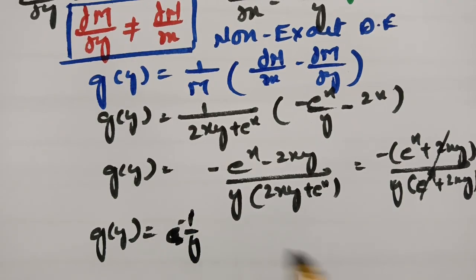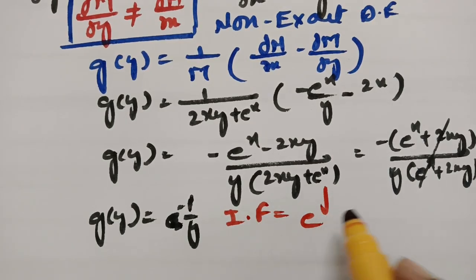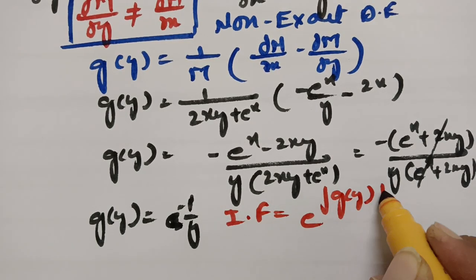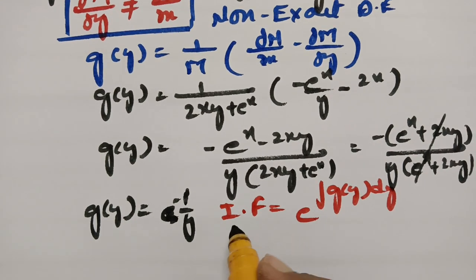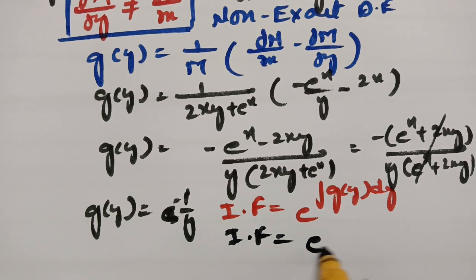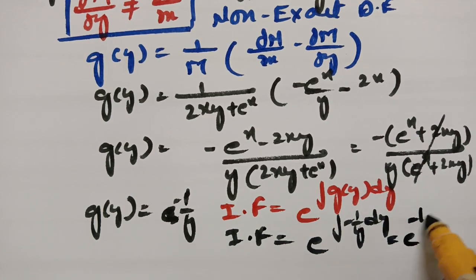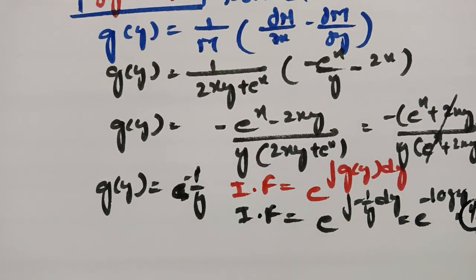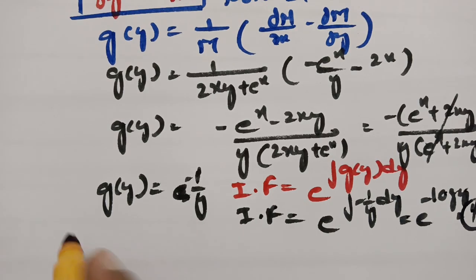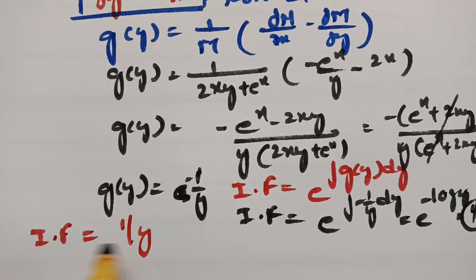So this value is -1/y, and therefore our integrating factor is e to the power of the integral of g(y) dy. The value here is e^(∫-1/y dy), which is equal to e^(-log y), which is equal to 1/y. And therefore we got the integrating factor as 1/y.